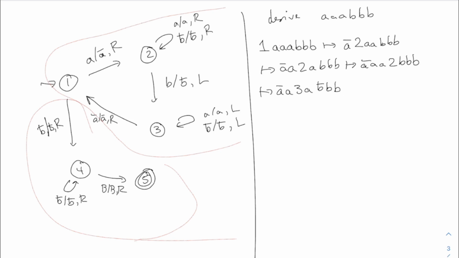All right, now I'm in state 3 looking at an A. 3 has an A, A, L, so it should keep the A like it is and move to the left. So my next step is A bar, 3, A, B bar, B, B. I hope I'm doing all right. Again, I have 3 looking at an A. I do this looped edge again. The 3 moves to the left, keeps the little a, so it's now 3, A bar, A, B bar, B, B.